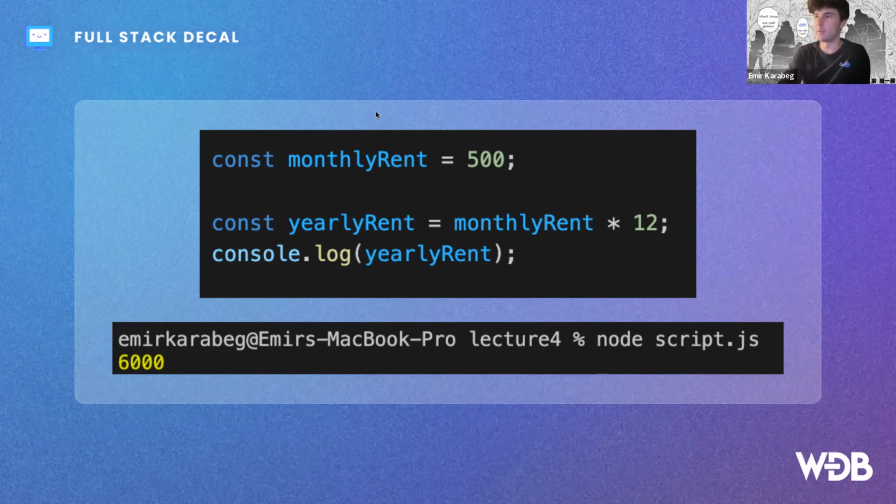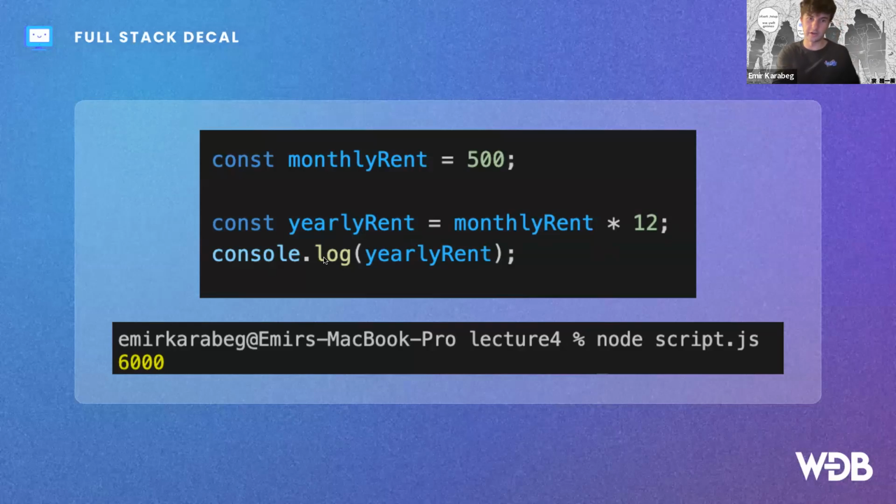But here we're defining monthly rent as some variable. We're giving it the type constant, and we're assigning it the value 500. Same here, we're saying yearly rent is some constant variable. We're calling it yearly rent, and we're setting it to the value of monthly rent multiplied by 12.